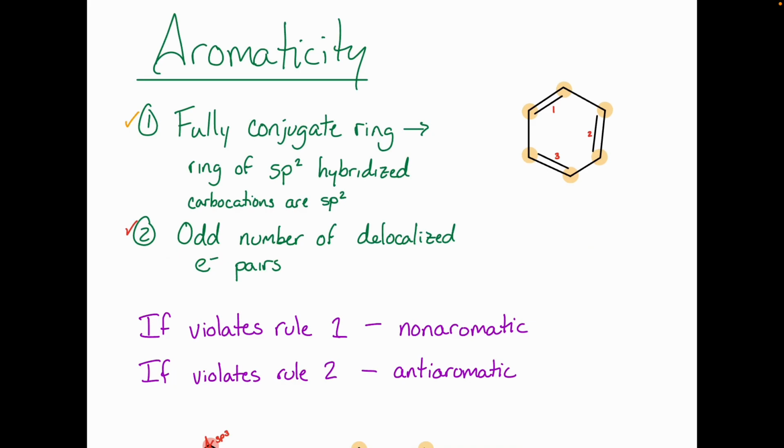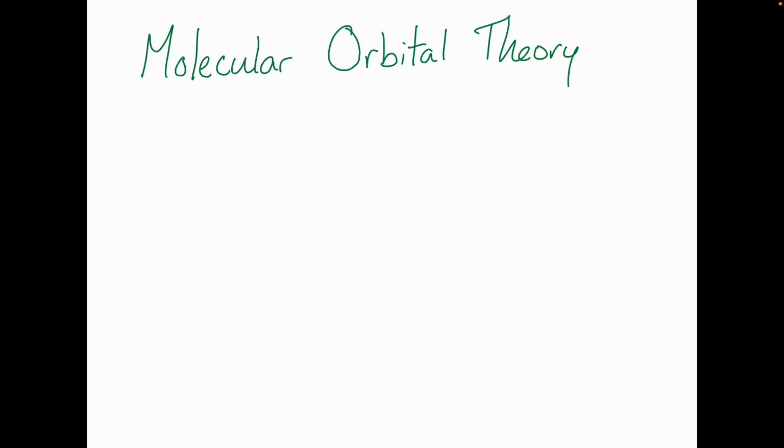Like, why not an even number of electron pairs? What's the deal, right? Not only that, but we said if a compound violates rule 2, if it has an even number of electron pairs, it is no longer aromatic but anti-aromatic. And in the same way that an aromatic compound is unexpectedly stable, an anti-aromatic compound is unexpectedly unstable, right? So what's going on here with this odd number of electron pairs business? Okay, so in order to explain this, we need to talk about molecular orbital theory.